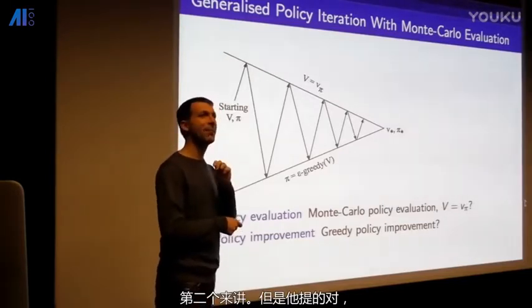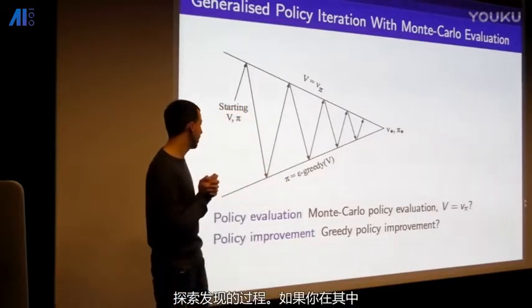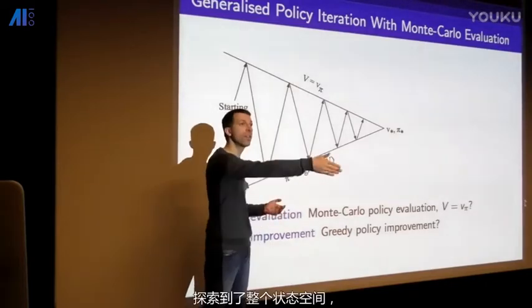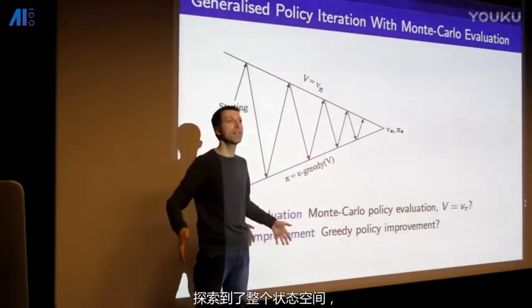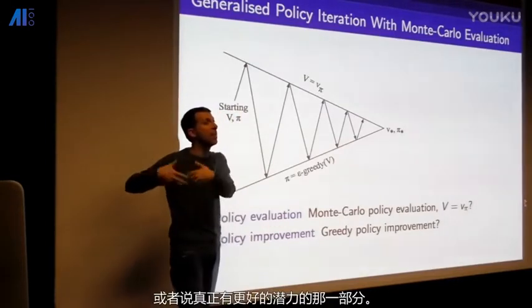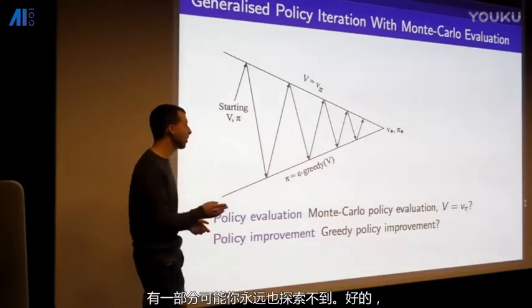But the point, which is correct, is that there's an exploration issue, which is that if you act greedily all the time, you don't guarantee that the trajectories that you're following explore the entire state space. And so it might be that there are parts of the state space which are really interesting and actually have better potential that you just never see. Okay, there's one more problem with this.